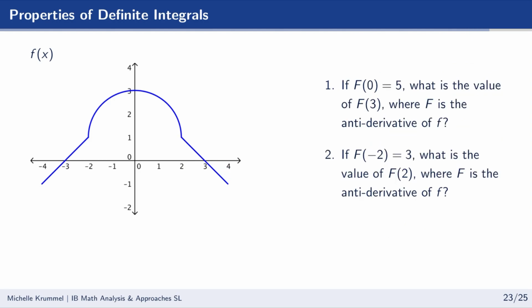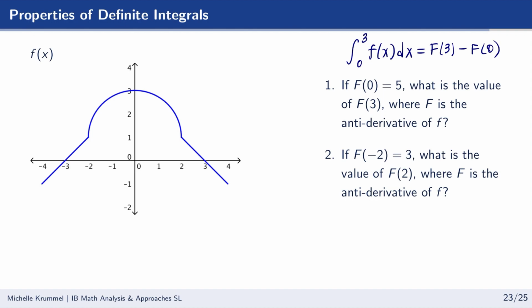And our last example: if big F of 0 equals 5, so big F being the antiderivative of little f of x, what is the value of big F of 3? Okay, so we want to set up our own definite integral here, and we know the value of big F of 0, so we want that to be one of our limits of integration. We're looking for the value of big F of 3, so we want that to be the other limit of integration. So I'm going to set up the definite integral to go from 0 to 3, because I know that's going to equal big F of 3 minus big F of 0.